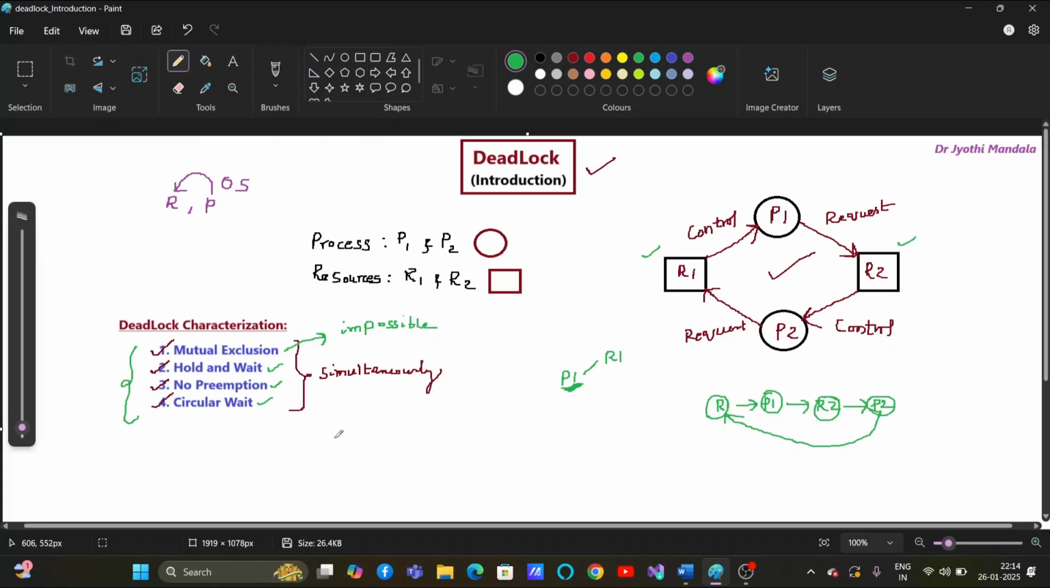We also have another approach, a graphical representation called a resource allocation graph, which we are going to learn in our next lecture, and which helps us check whether our system is in a deadlock state or not. This is the first way of checking whether a system is in deadlock. The second way is using a resource allocation graph, which we will see in the next class.